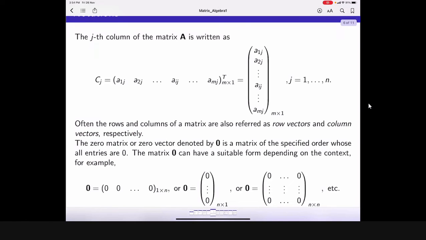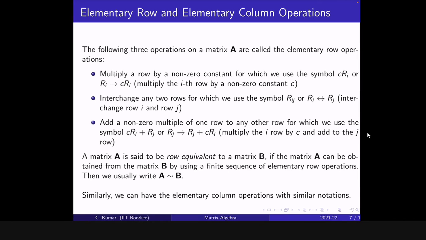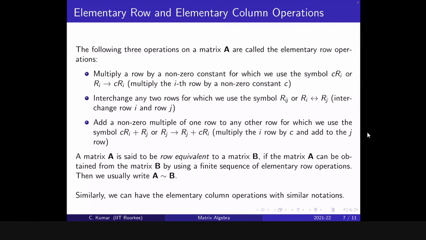Okay, so I have defined what is a matrix. I have defined what is a row of a matrix and a column of a matrix. Zero matrix I have said, and zero vector also, the column zero vector and the row zero vector. Every element of the row matrix or column matrix is zero.